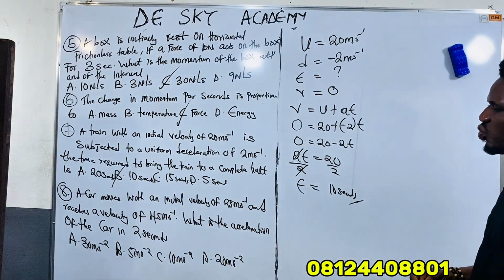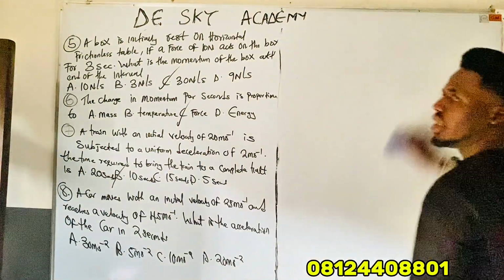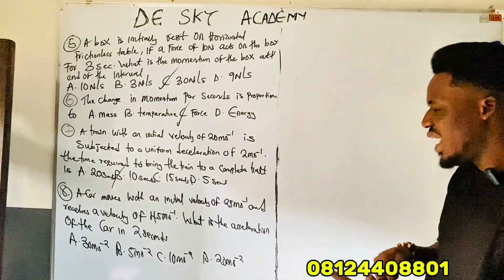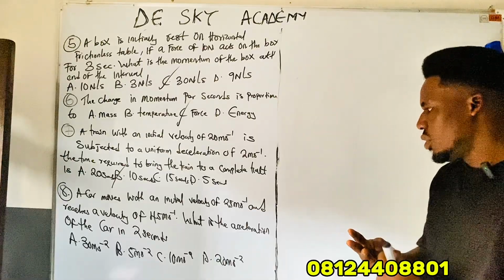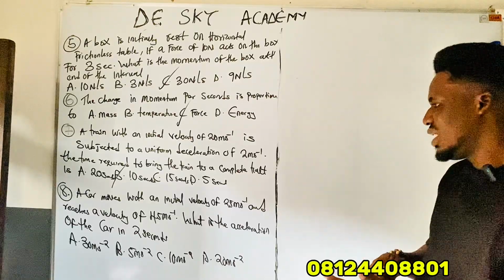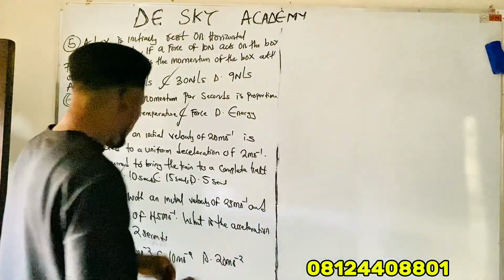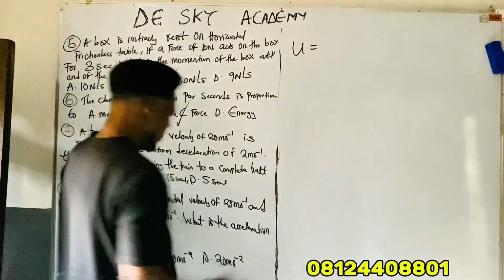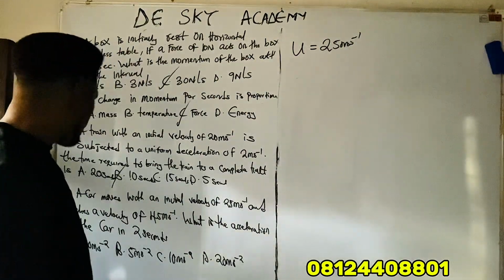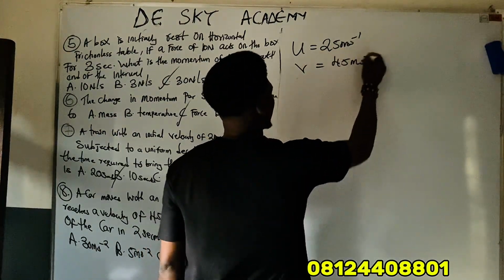Okay, number 8 question. What did they say? They said a car moves with an initial velocity of 25 meters per second and reaches a velocity of 45 meters per second. What is the acceleration of the car in 2 seconds? So it's very simple. The initial velocity here, I have it as 25 meters per second, and it reaches a final velocity of 45 meters per second.